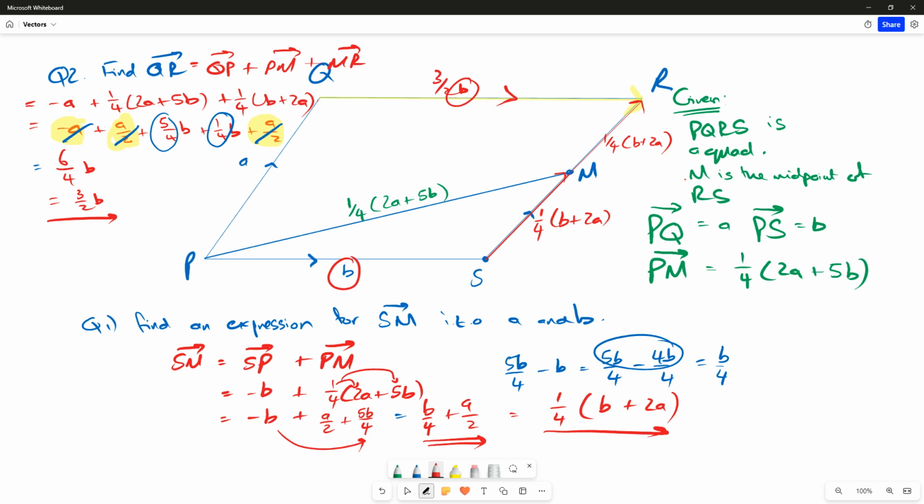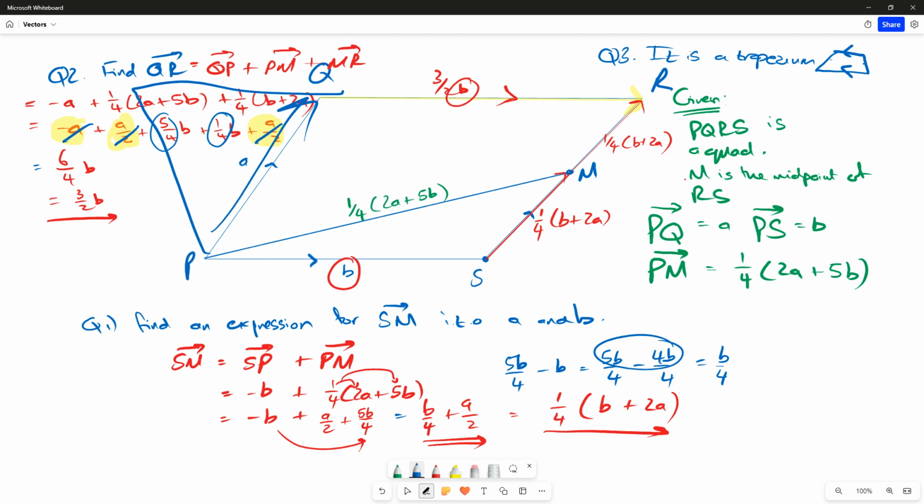So therefore, in question 3, what can we notice about this? It is a trapezium. Because by definition, a trapezium, even if it looks like this, has two parallel sides and two sides that are not parallel. Even though it is not going like that, it's still a trapezium. All right.